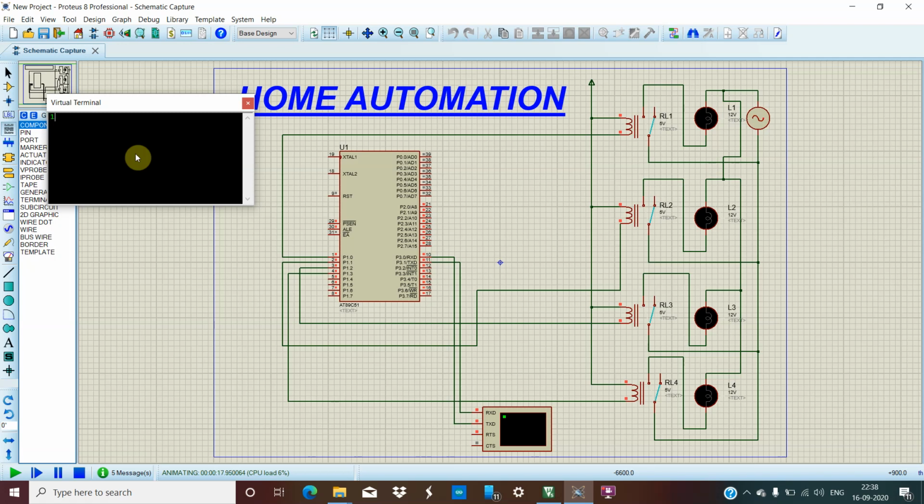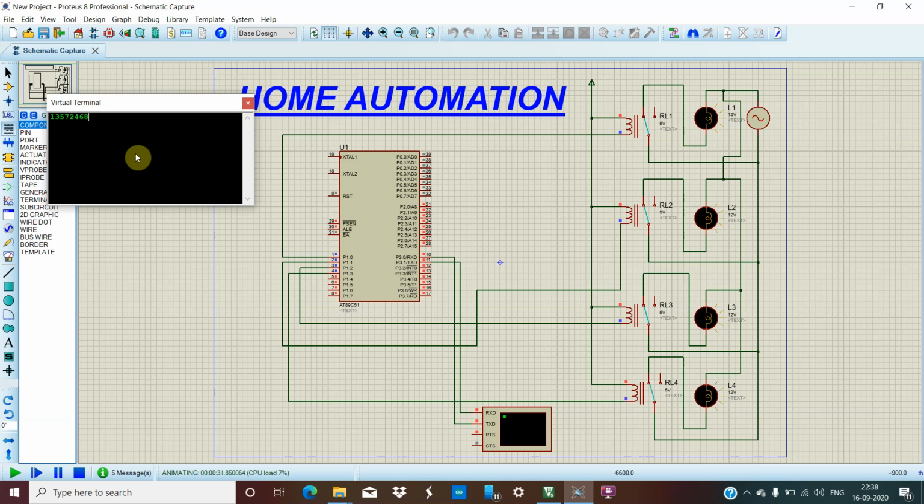Let me provide 1, it gets disabled. 3, disabled. 5, disabled. 7, disabled. Whenever I provide even, 2, it gets enabled. 4, enabled. 6, enabled. 8, enabled.